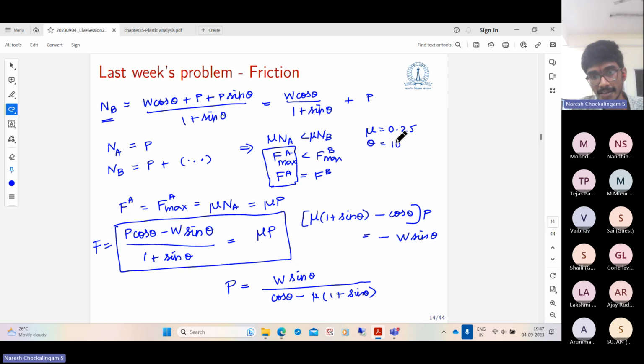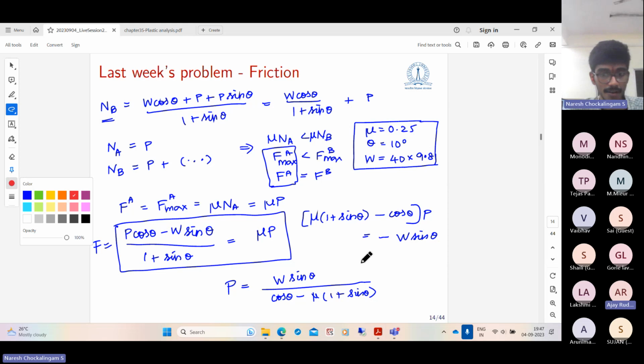Theta is equal to 10 degrees. They said it's a 40 kg cylinder, so it is 40 kgs into 9.81 is the force. So substitute these values. You get the limiting value of P to be 699.